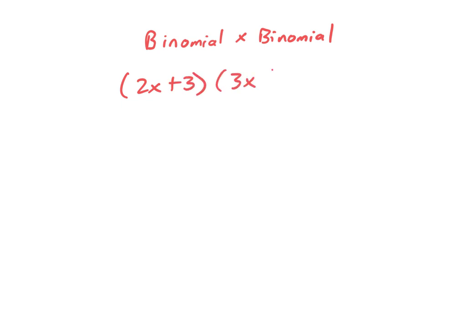Okay, the next one is a binomial times a binomial. 2x plus 3 times 3x plus 4. Now, we haven't seen this yet this year, but you've seen this a lot in the past. When I take a binomial times a binomial, there's probably a 4-letter word that you might remember that we have to use when we do this. Foil. Yeah. Just good old foil. Okay.